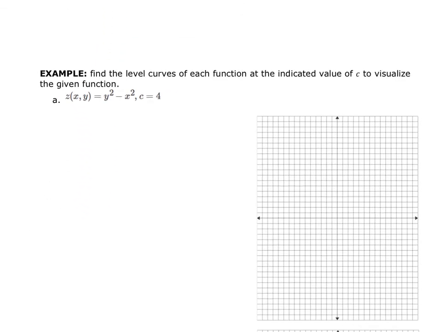So let's find the level curves at these given c values to help us visualize the shape of what this would look like. The first thing we're going to do is say, okay, y squared minus x squared is equal to 4. So that's our level curve. This is like saying I'm doing a trace when z is equal to 4, if you want to make that connection from our last chapter. So what this is, is a hyperbola: y squared divided by 4 minus x squared divided by 4 is equal to 1.